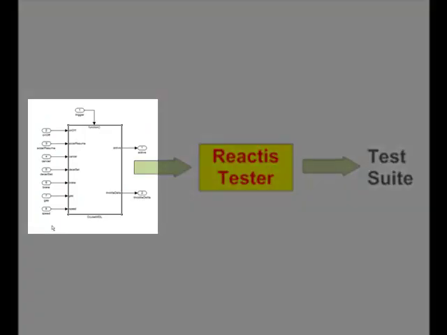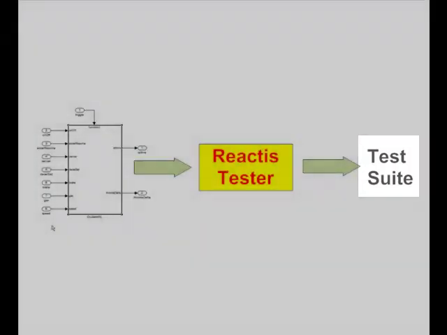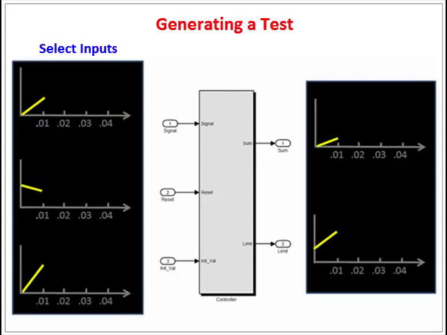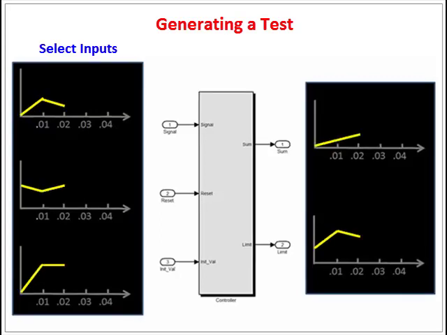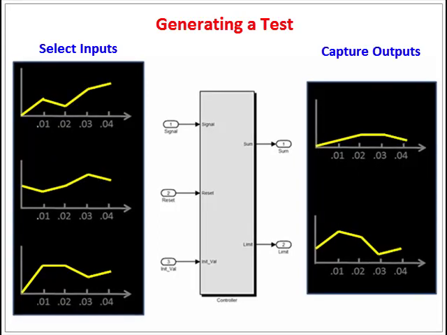Reactis Tester analyzes your Simulink Stateflow model and creates optimized tests that comprehensively exercise your model. How does Reactis create a test? To illustrate, we have a small model with three inputs and two outputs. For every time step, Tester intelligently selects new inputs and computes model outputs. Reactis Tester then saves this information as a test. In essence, it creates an intelligent simulation run of your model.